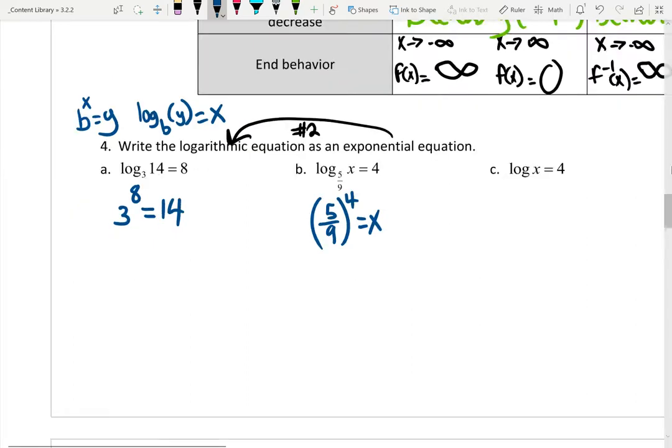Next up, log of x equals 4, but there's no number. Where's my number here? Now, from experience, this is just mathematicians being lazy. When there's no number written, we have to assume it's the log base 10, and this is due to a lot of astrophysics using repeated units of 10.